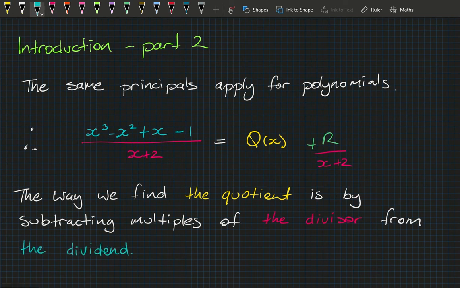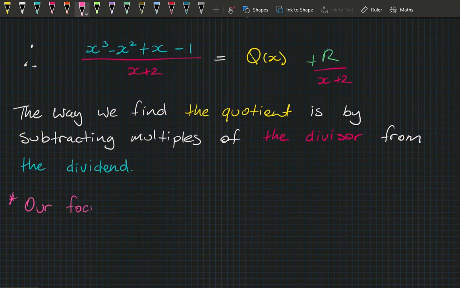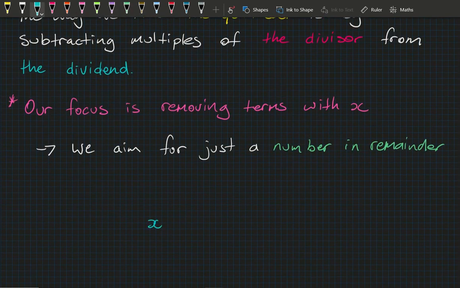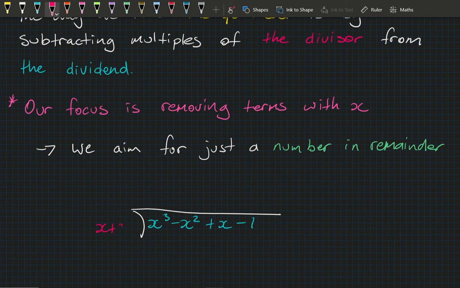And it's important to note that we are focusing on removing the terms that have an x in it. And in the end, we just aim for a number in the remainder. So looking at that polynomial, it's x cubed minus x squared plus x minus 1, and then putting it in the long division form to divide it by x plus 2, I can now start looking at multiples of x plus 2.